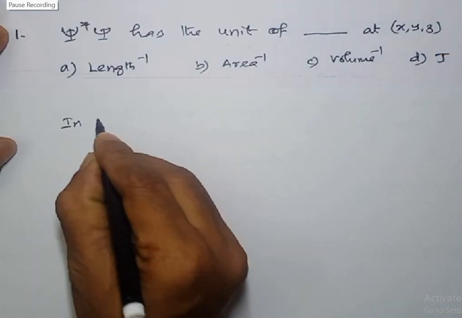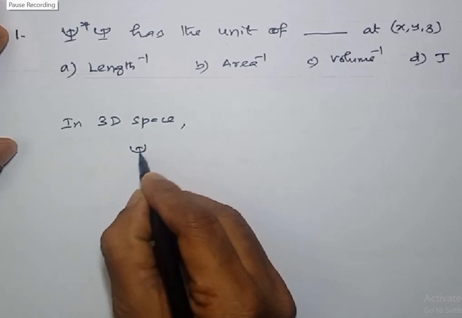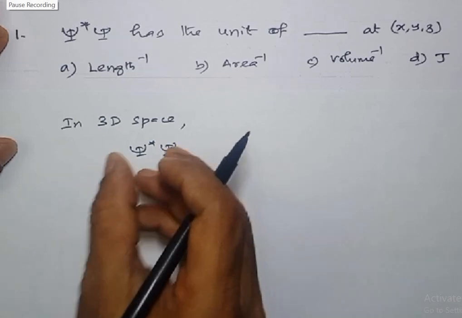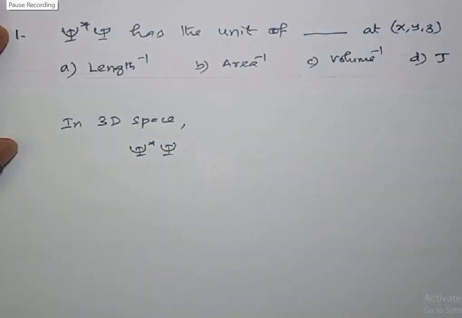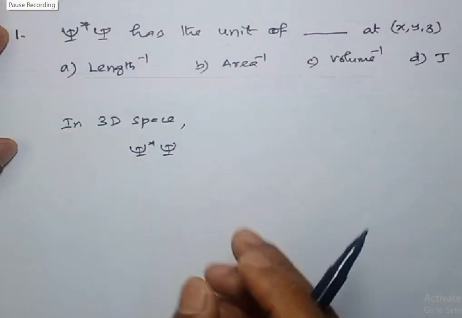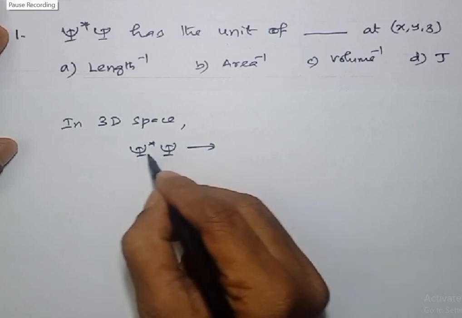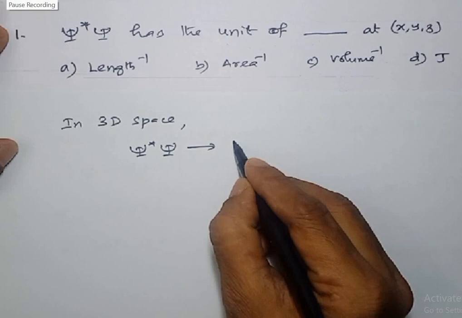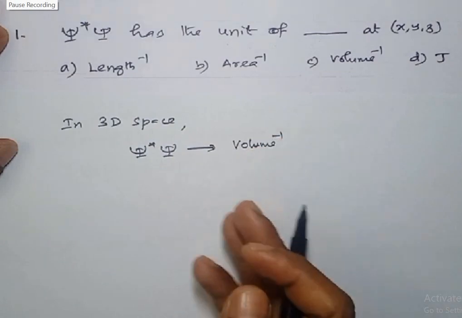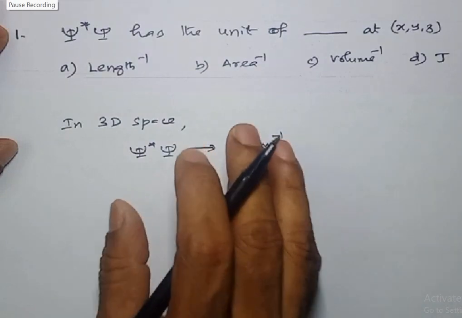In 3D space, psi star psi will give you probability density. What is density? Mass by volume. This is probability density, probability per unit volume, that's the meaning. So since it is per unit volume, the unit of psi star psi is volume inverse. It may be liter inverse or meter cube inverse, any volume unit, volume inverse unit.